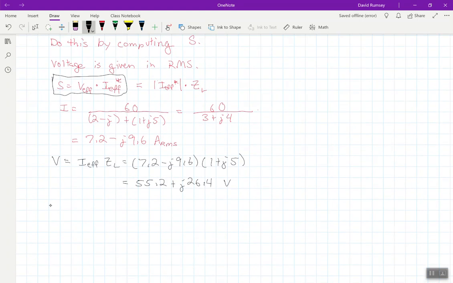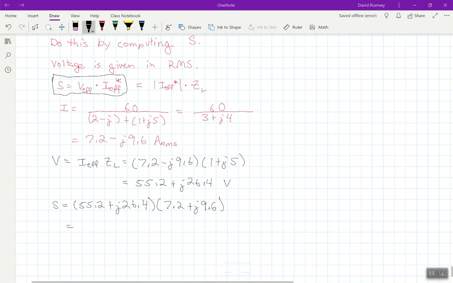And then we could do the complex power is equal to 55.2 plus j26.4 times the conjugate, remember it's always the conjugate, 7.2 plus j9.6. Okay, so let's do that computation, and if we do that, we get 144 plus j720 volt-amps.